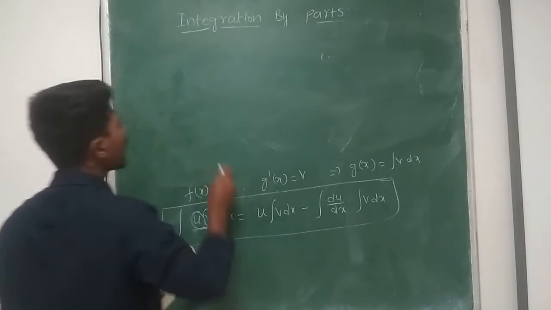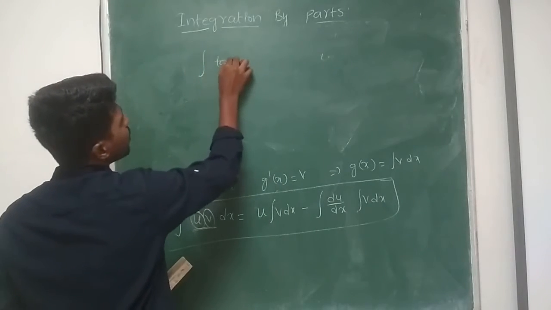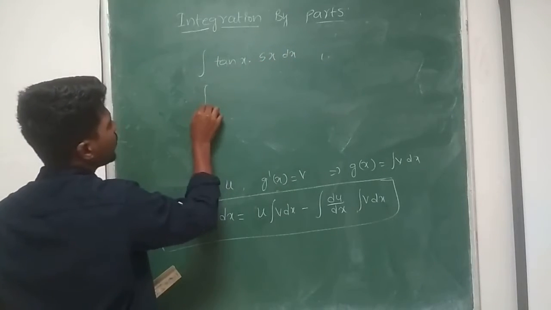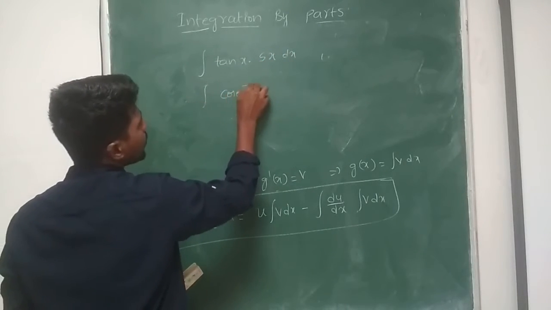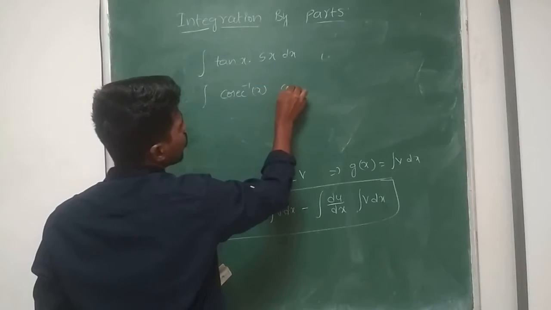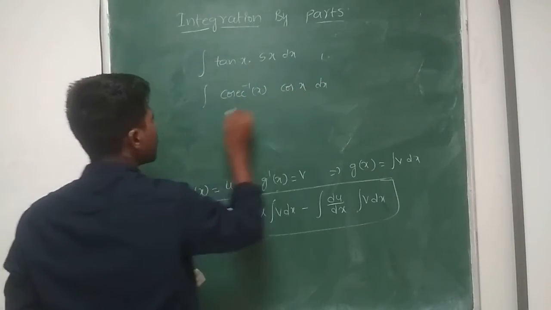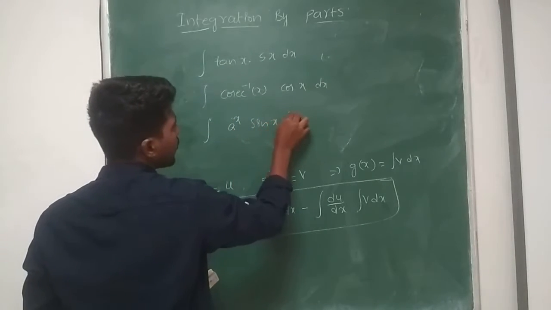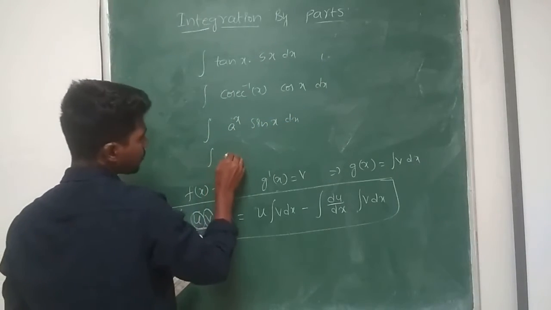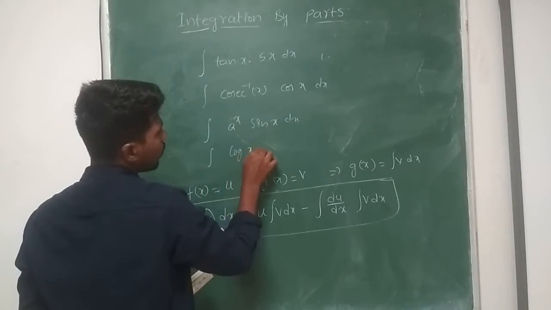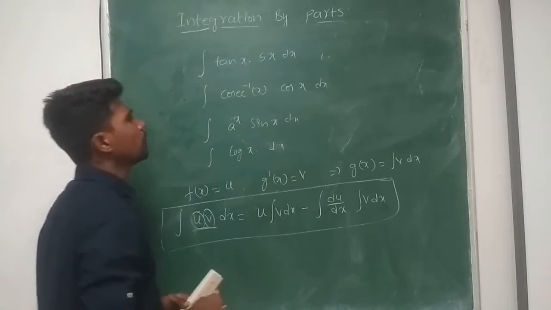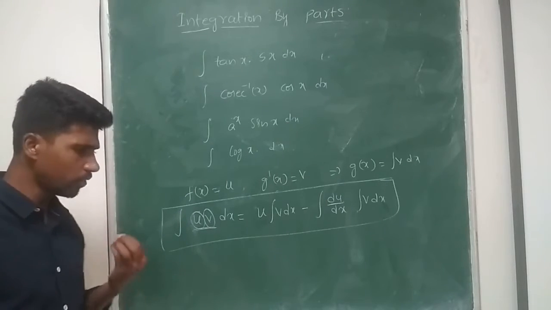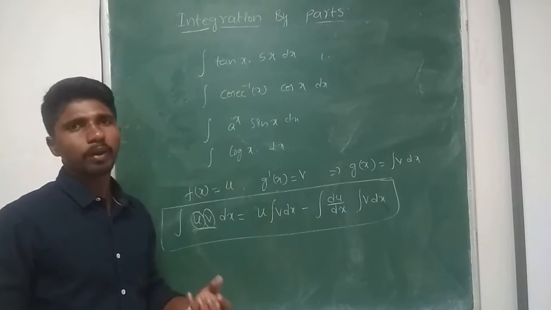Use a selection. I have integrals like the integral of tan x into phi x dx, the integral of cosecant inverse x into cos x dx, the integral of a power x into sin x dx, the integral of log x dx. So in this case, what is the first function? What is the second function? What is u and what is v? So you have to select it.